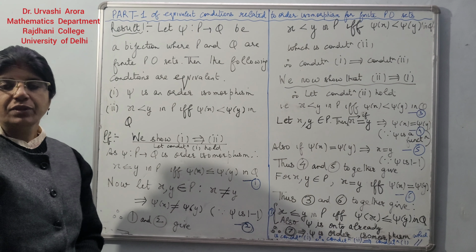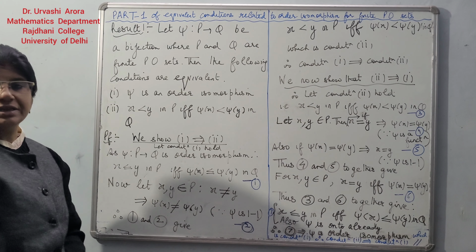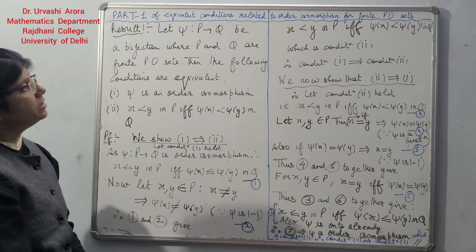Hello students, in this video lecture I am going to discuss some equivalent conditions related to order isomorphism for finite PO sets. This is part 1 of the video. In this part I am going to discuss a result which gives you two equivalent conditions related to order isomorphism for finite PO sets. In the second part of this video I will be taking up two more equivalent conditions, again related to order isomorphism for finite PO sets.